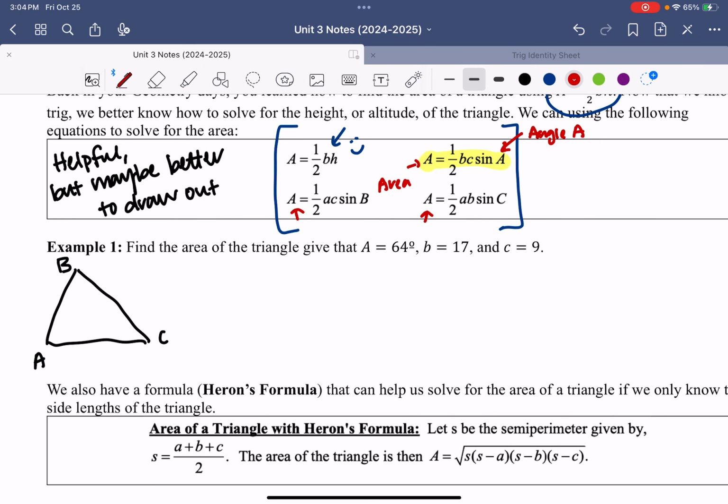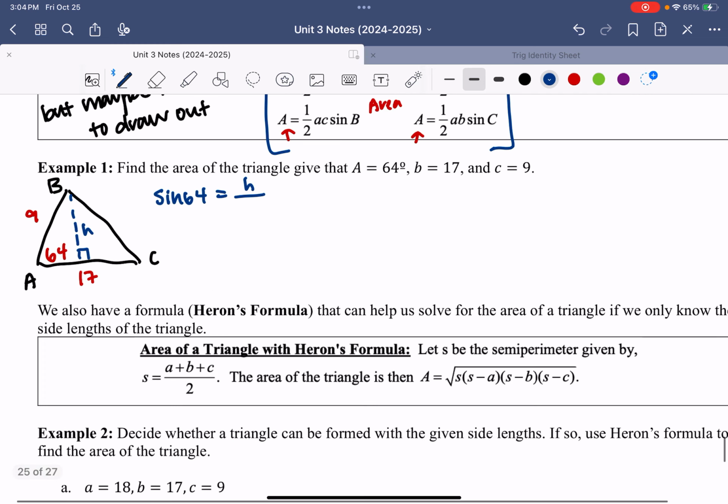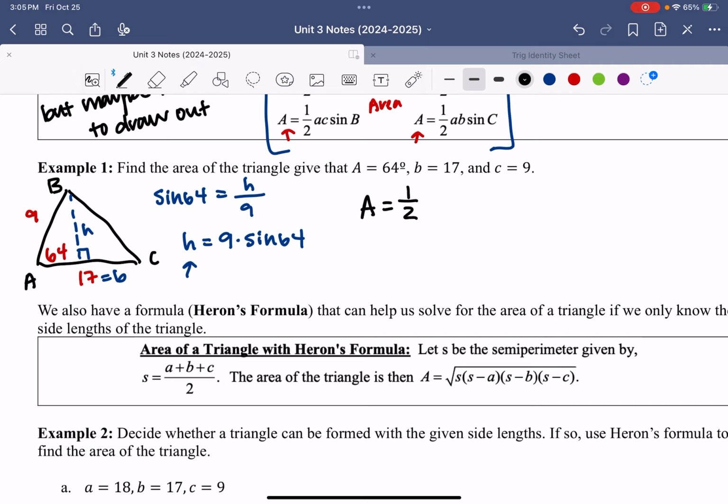Okay, so we know that angle A is 64. We know side length B is 17 and side length C is 9. So again, we know that the base is 17. If we need to find that height, I know that I could say that sine of 64 is equal to the height over 9. So the height is equal to 9 times sine of 64. So if this is our base, this is our height, my area should be equal to 1/2 times 17, my base, times my height, which is 9 times sine of 64.